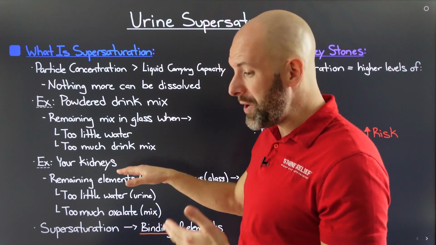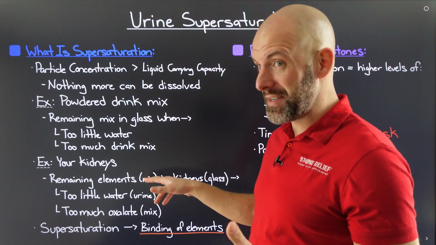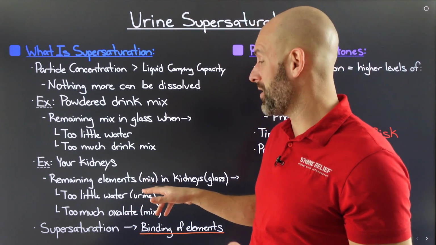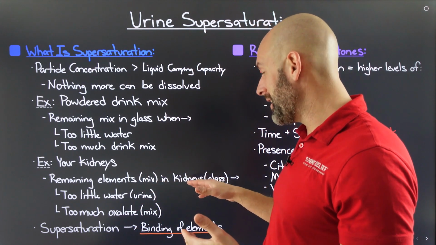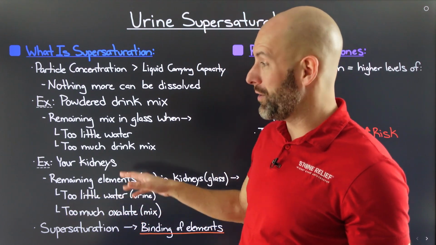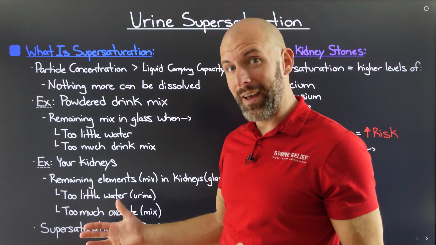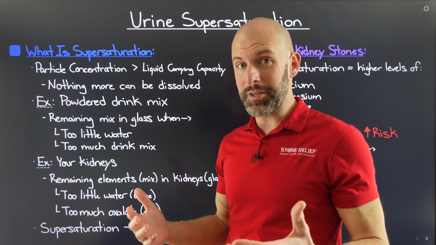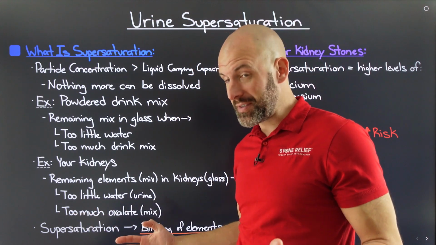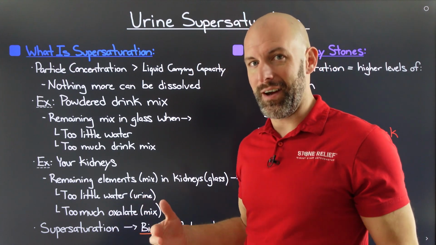So when we have remaining particles that have not been dissolved by our urine, in essence, the remaining particles, which could be calcium or oxalate in this instance, are our drink mix, and our kidneys are our glass, and the liquid solution that we were talking about when we're adding too little water to this drink mix is now our urine. And if we have too many of these other miscellaneous elements or waste products like oxalate, this would be indicative of us using too much drink mix, or consuming too much oxalate in our diet.